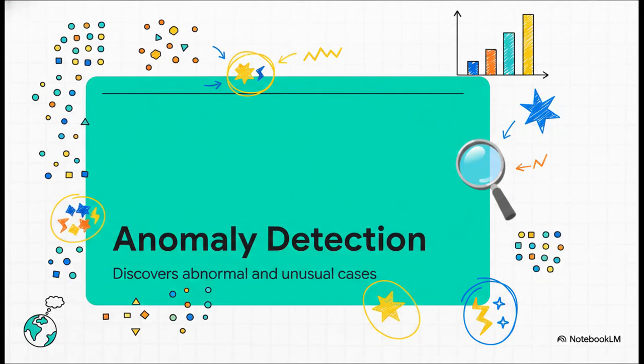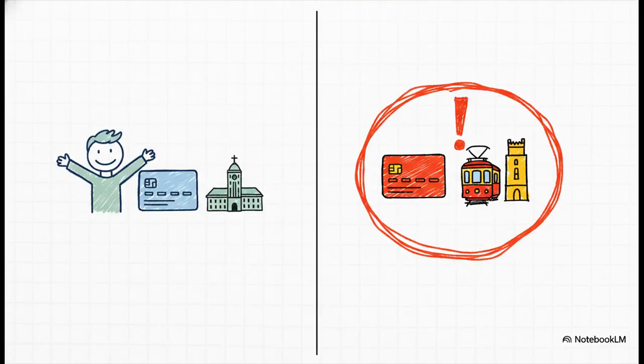So its job really is pretty simple but incredibly powerful. Discover abnormal and unusual cases. Find the outliers. But why is that so important? Well, let's look at an example you've probably already experienced. Here it is. This is the perfect one.